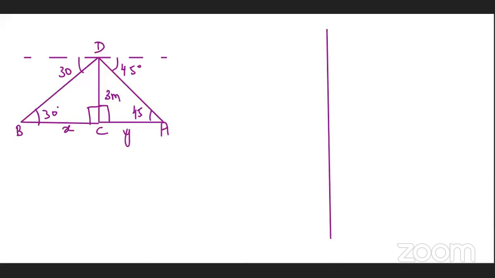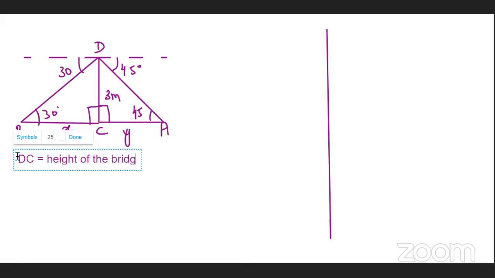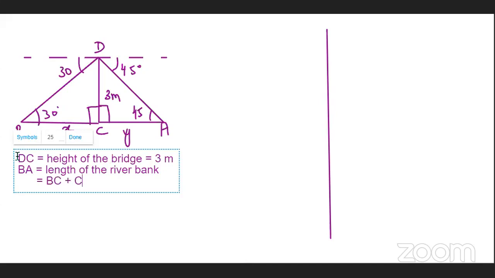Okay, if you have done, Akshay, you will be helping me, but let me first finish off writing the statements, okay? Then I'll ask you what it is. DC is the height of the bridge, which is equal to 3 meter. BA is the length of the river bank, which is equal to BC plus CA, which is equal to X plus Y. And do we need anything else? No. Okay.